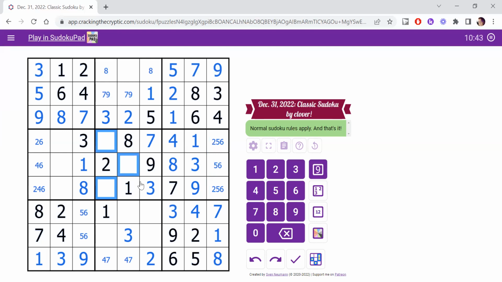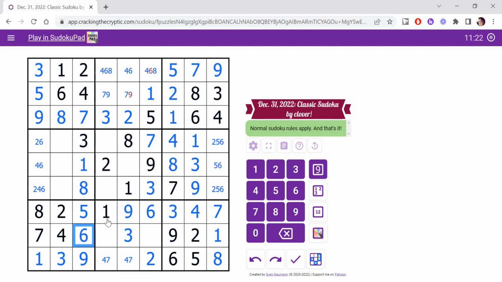1, 2, 3. 4 can only go there. 5 can go in any of them, as can 6. Not helpful. Moving on. Let's look up here. 1, 2, 3, 4, 5, 6. So we got 4s and 6s here. Coming on down here. 1, 2, 3, 4, 5, 6, 7, 8, 9. All right, so 5, 6, now 9. That's going to help us. Look, 5 and 9 are here. That must be 6.